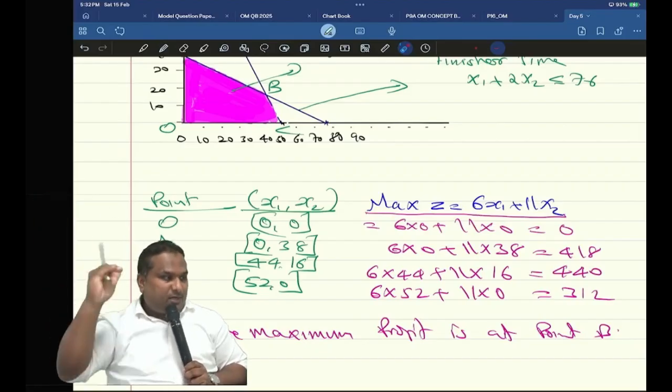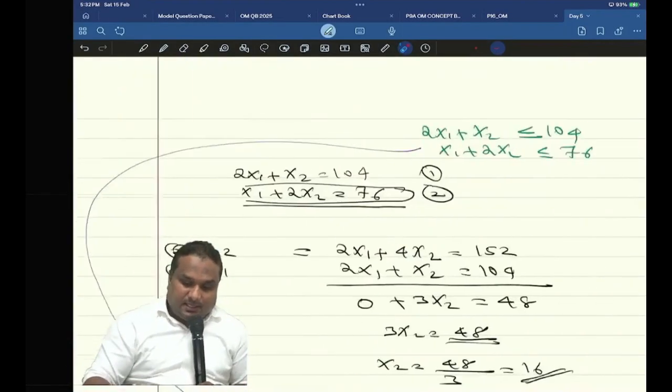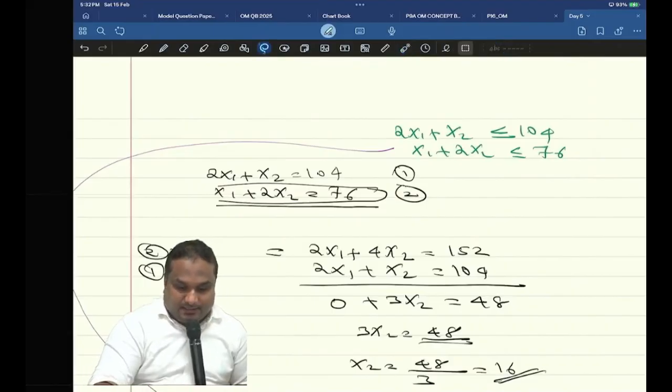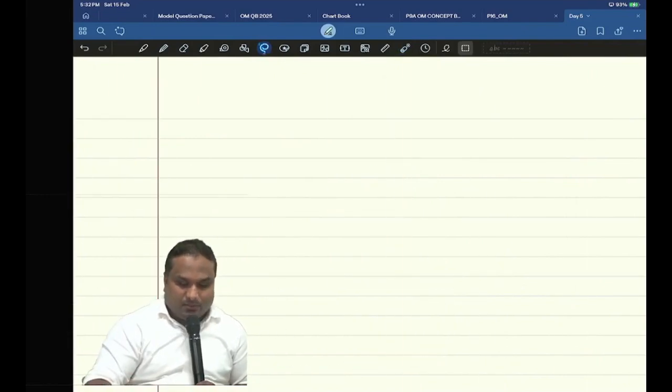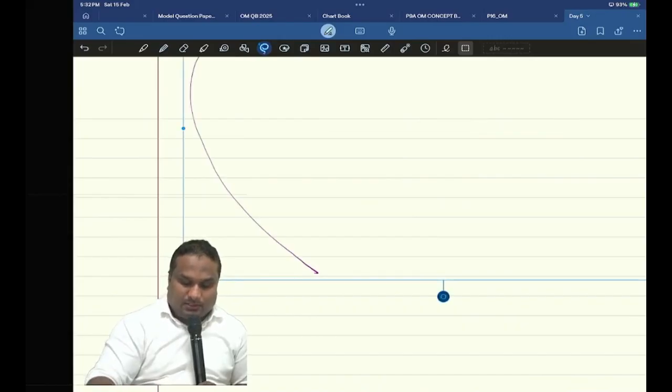Now this is the best answer. Now I am going to do some interpretation and analysis. Listen to me carefully. After the analysis, I will teach you how to solve this question in MS Excel.